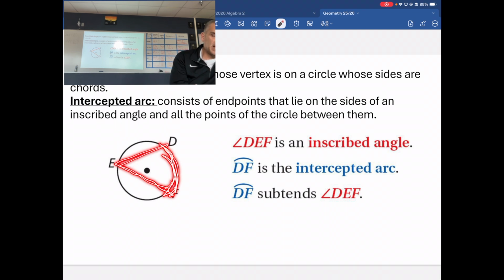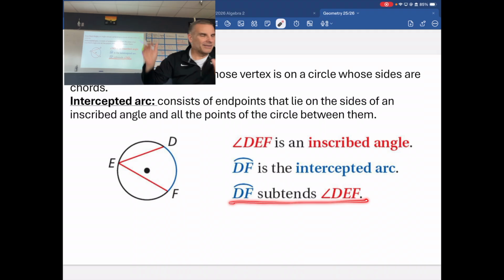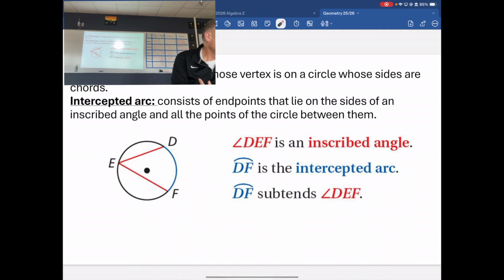So we say that DF is an intercepted arc and that DF subtends angle DEF. You don't have to remember that. You just have to remember that this is an inscribed angle and that the arc it creates is called an intercepted arc. We've talked about these things before. That's not new. What is new is the different properties that these have.